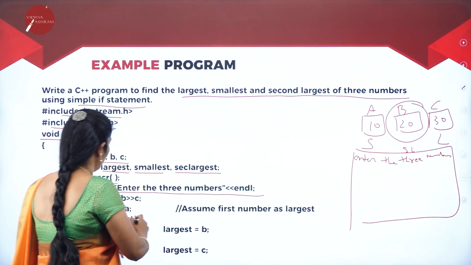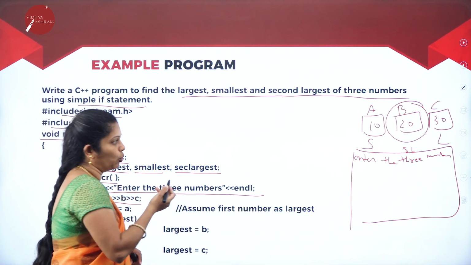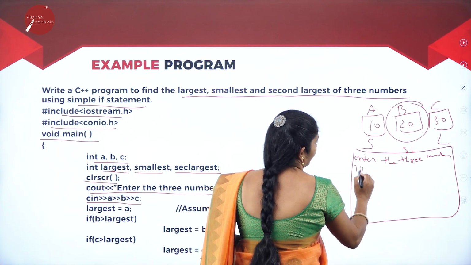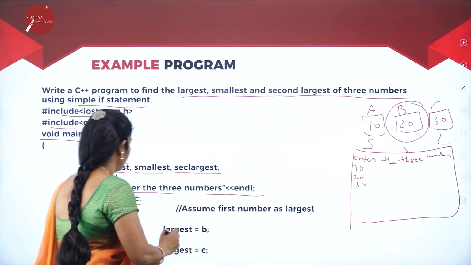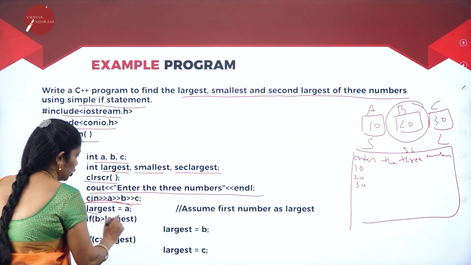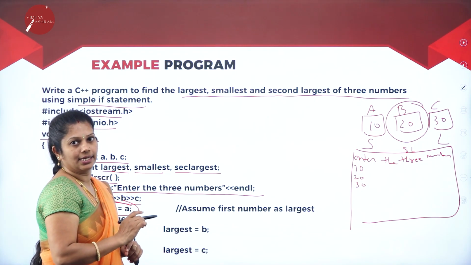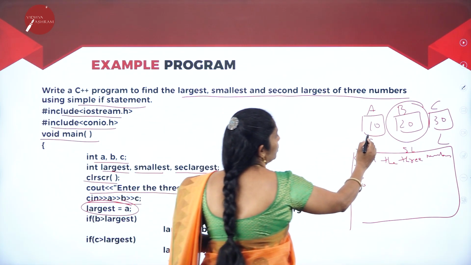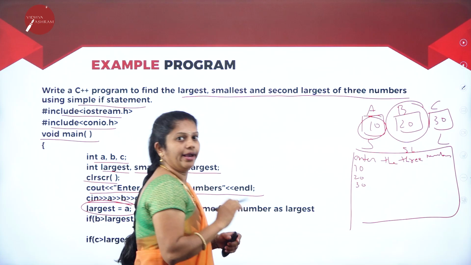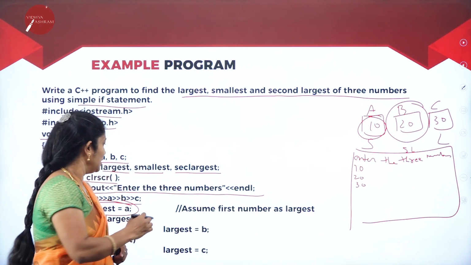Then afterwards, I want to input all the 3 numbers. Whichever number you want, you can give. For example, I am giving 10, 20, 30. Input all the 3 values. First, I will assume the first one is the largest. That is, first what I will do? Before processing, I will assume the first one is largest.